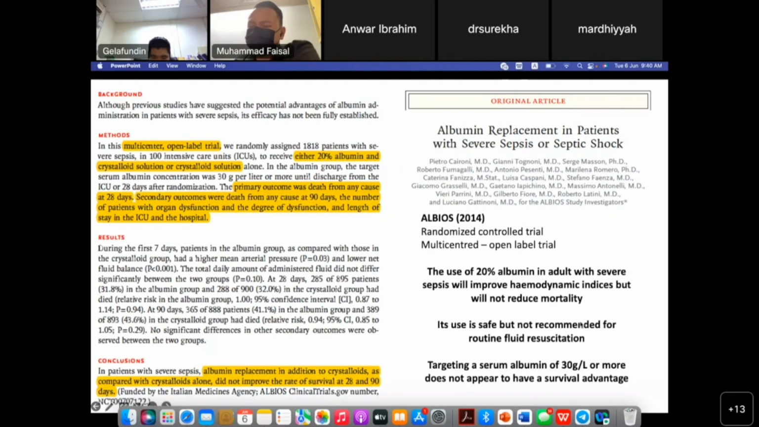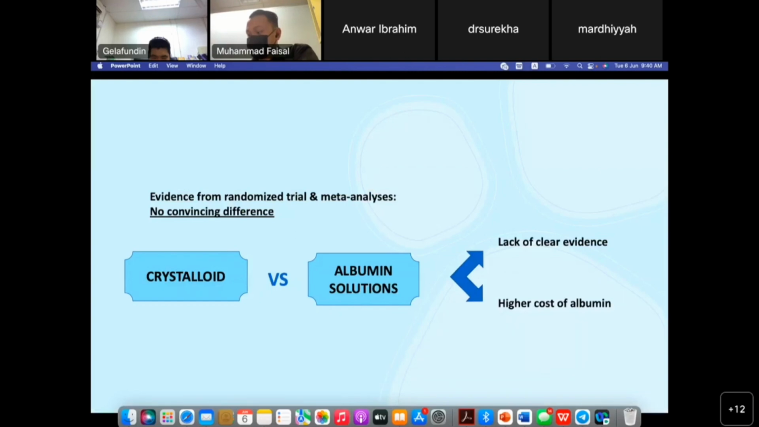And also, targeting a serum albumin of 30 grams per liter or more does not appear to have any survival advantage. Okay, so basically, evidence from the randomized trials and meta-analyses has no convincing difference between the crystalloid and albumin solution. So for this, we actually point to crystalloid, for the lack of clear evidence and the higher cost of albumin.